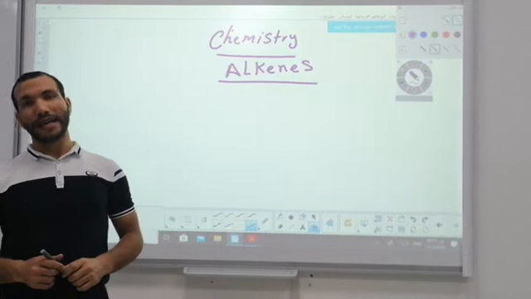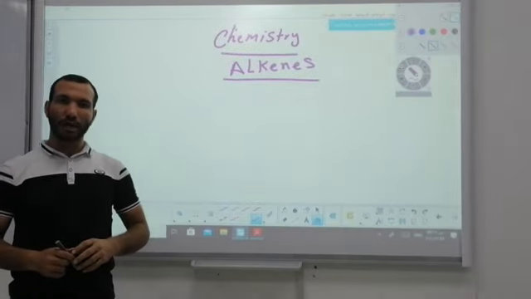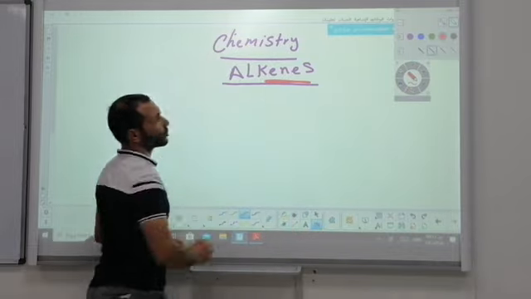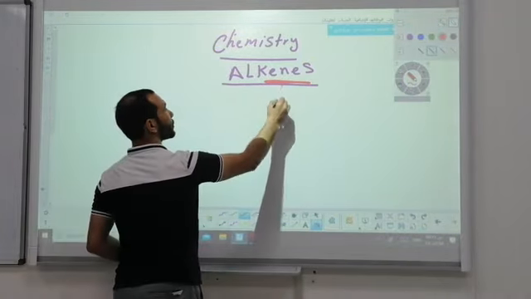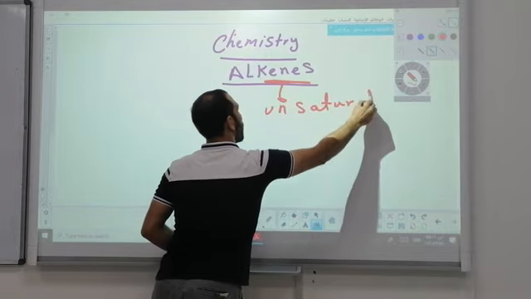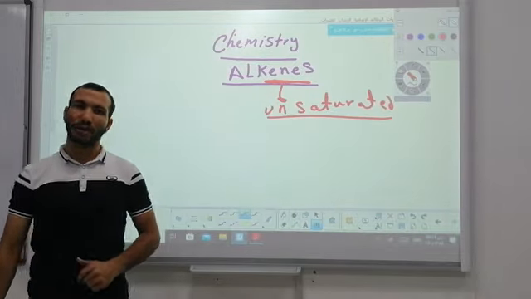What is the meaning of alkenes? Alkenes are a part of hydrocarbons. But here in hydrocarbon, we have the abbreviation ENE, which means unsaturated. Unsaturated hydrocarbons. What is the meaning of unsaturated hydrocarbons?